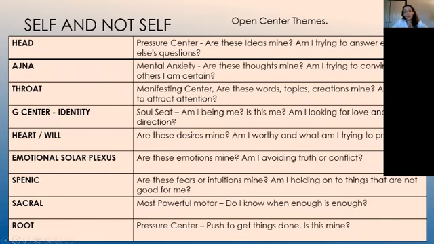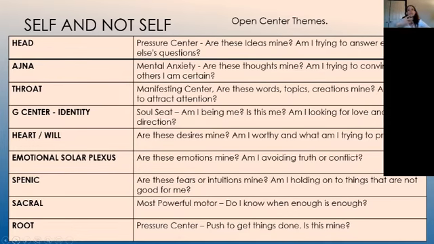Your questions to ask, if it's open, are: are these words mine? Are these things I'm talking about, these topics, are these creations mine? And secondly, because it's the place of manifestation, we need to ask ourselves, are we trying to attract attention? Are we doing things outside of ourselves in order to try to get focus on us?